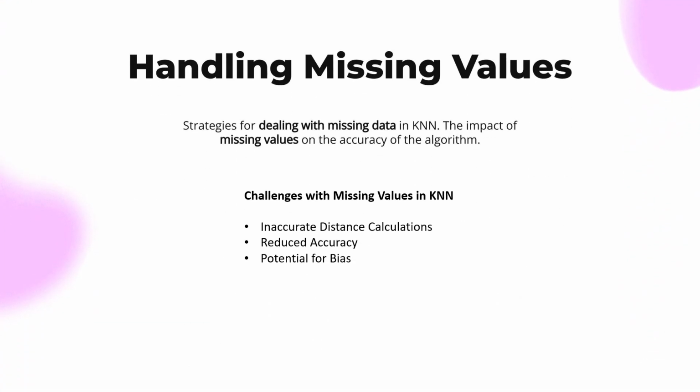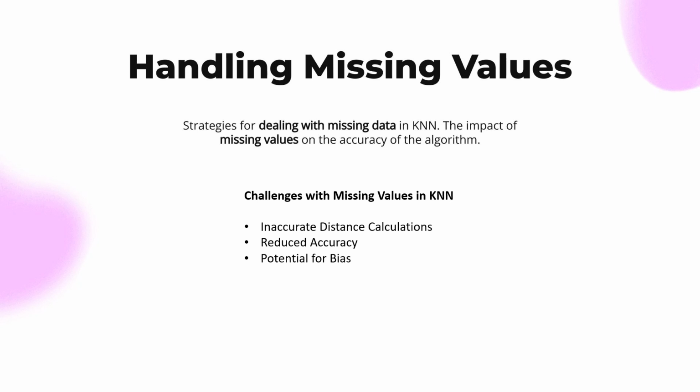Handling missing values in a k-nearest neighbors, KNN, algorithm requires careful consideration, as KNN relies on distance metrics that can be skewed by incomplete data. Here's a guide on how to handle missing values in KNN to maintain model accuracy and reliability.